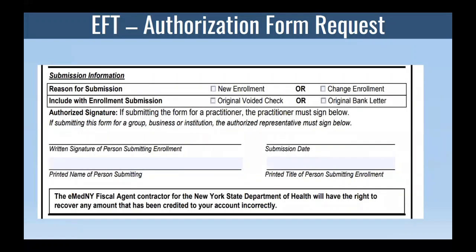The last section on the form is submission information. Select whether the reason for submission is a new enrollment or an existing EFT change enrollment. Your form will also need to include an attached original voided check or an original bank letter. You can mark the appropriate box in the corresponding field. The authorized signature must be the written signature of the person submitting the enrollment, along with the submission date, printed name of the signer, and the printed title of the person submitting enrollment.